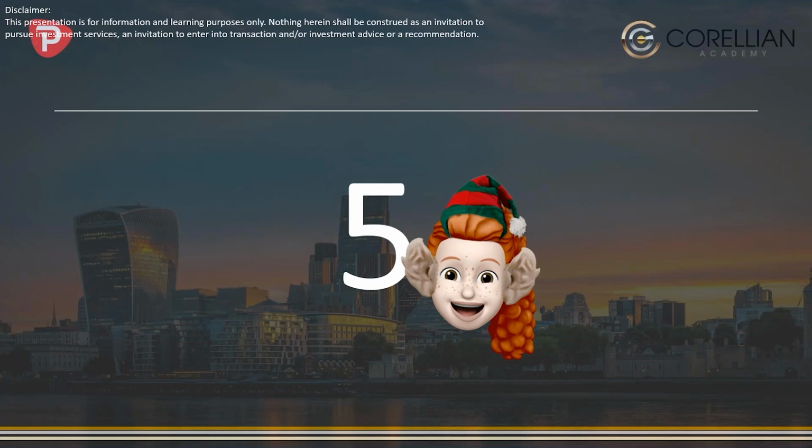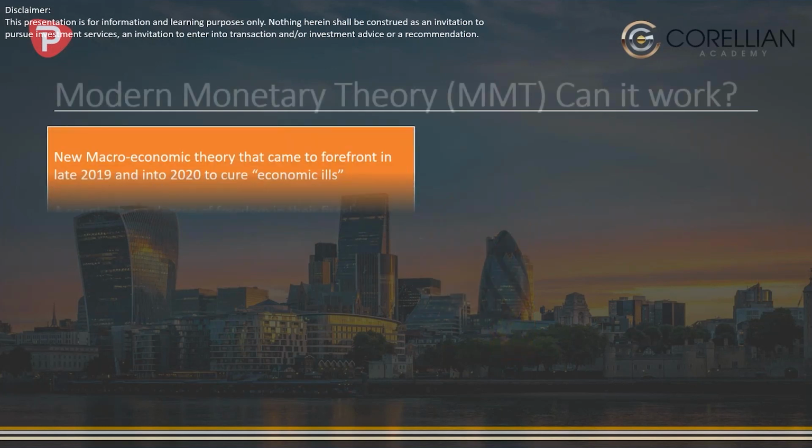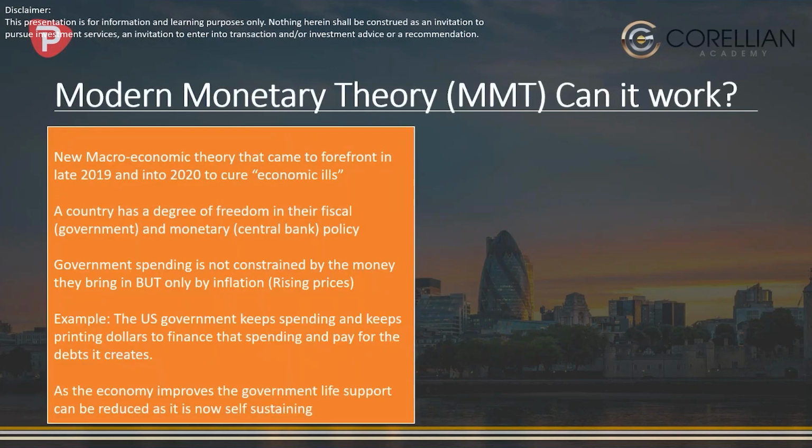So what we've done is we've had a little bit of fun with some of the graphics here, but we're going to count down my top 5, if you like, the top of the pops. And at 5 we have modern monetary theory, MMT.